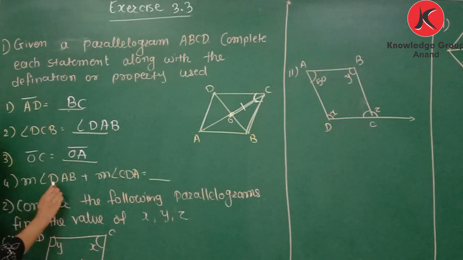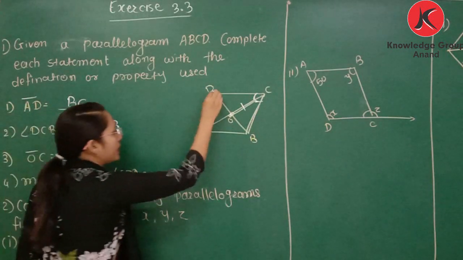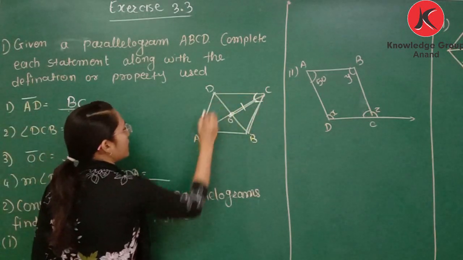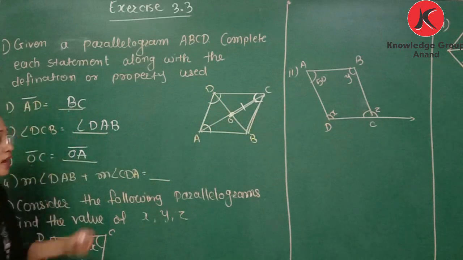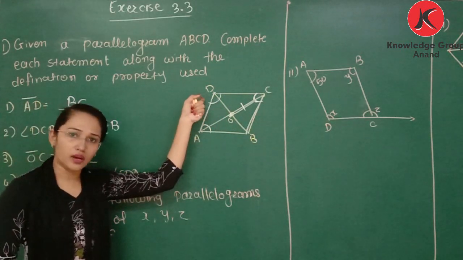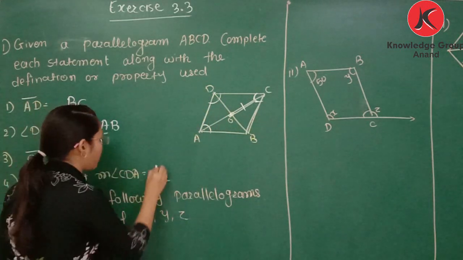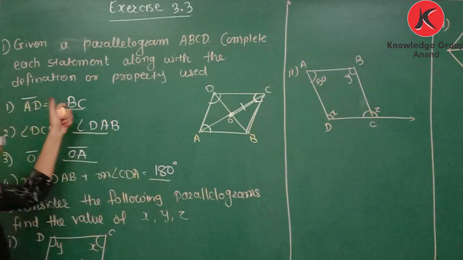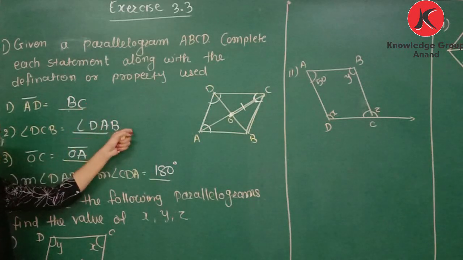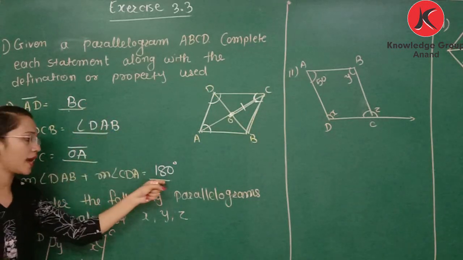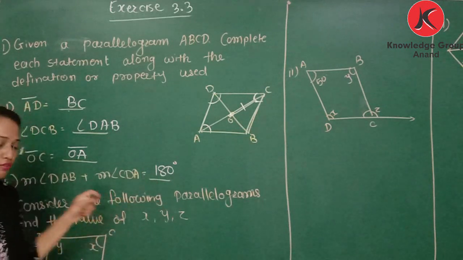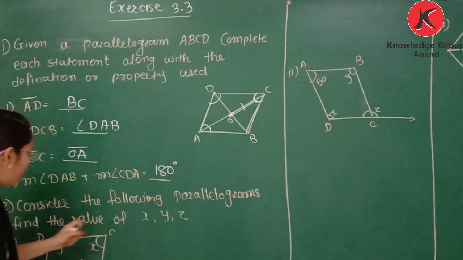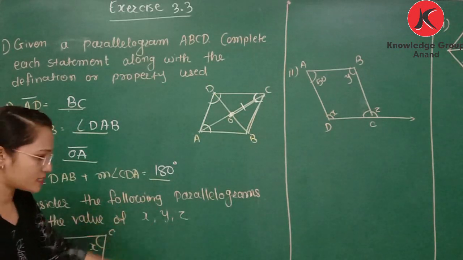Now angle DAB, that is this angle, and CDA, that is this angle. Angle A and angle D are adjacent angles and adjacent angles are supplementary, so you can write it as 180. Clear? We used 4 properties: opposite sides are equal, opposite angles are equal, diagonals bisect each other, and adjacent angles are supplementary. Clear? Now question number 2. Consider the following parallelogram and find the value of x, y, and z.